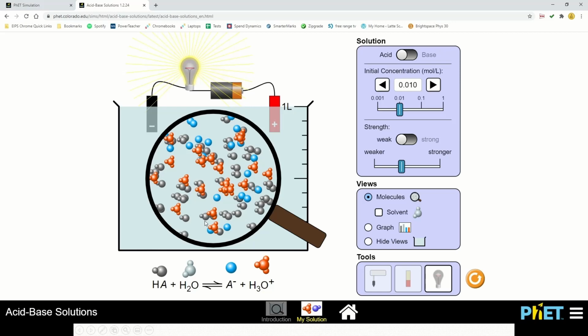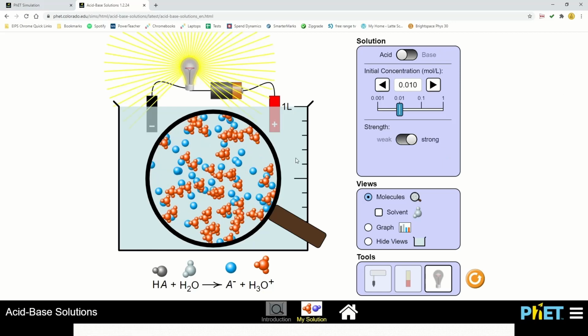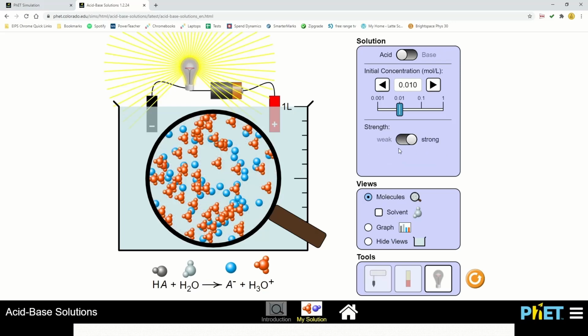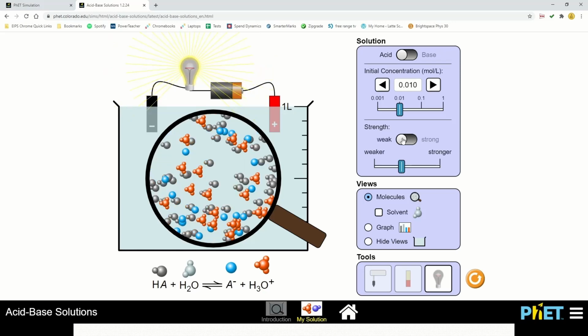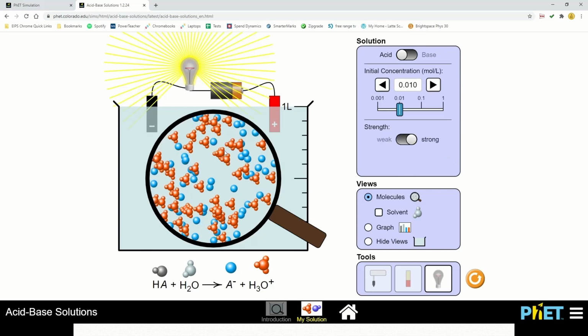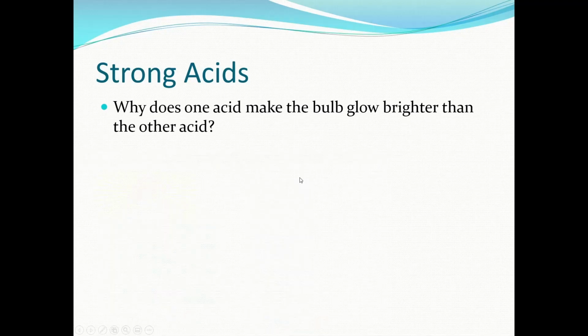This is a weak acid here. If I switch it to a strong acid, you can see that it's just ions. None of the original acid is there. And you'll notice, well, where's the water? Well, there's always lots of water. I just make it hide there. A weak acid doesn't turn into ions completely. A strong acid does. So what makes one acid make the light bulb glow brighter than the other?